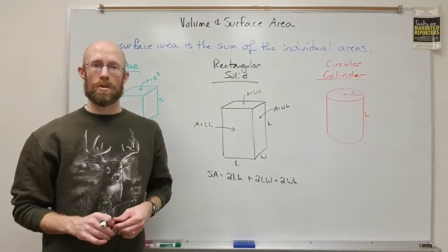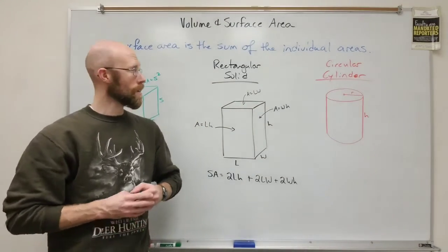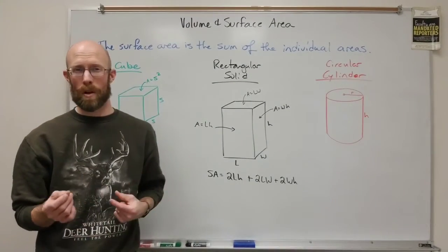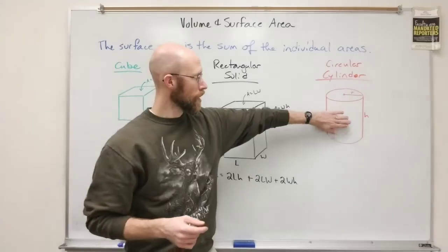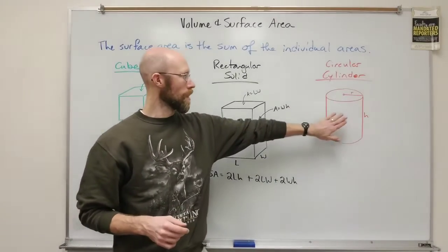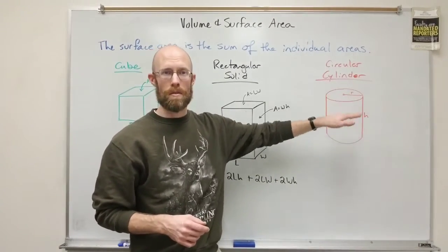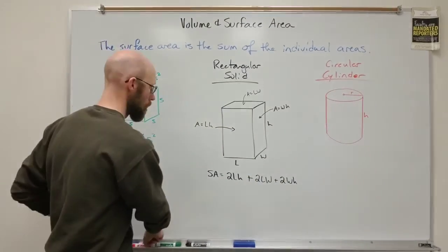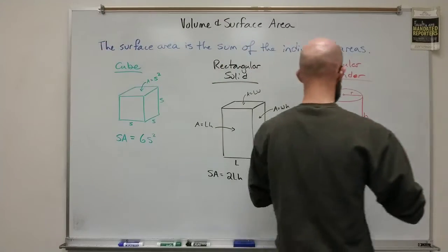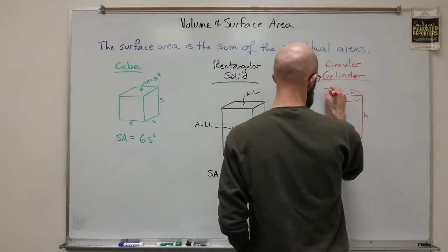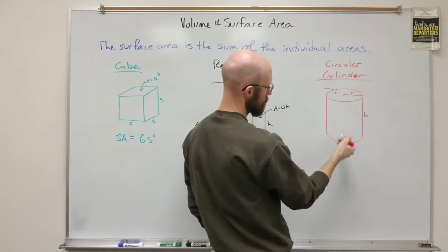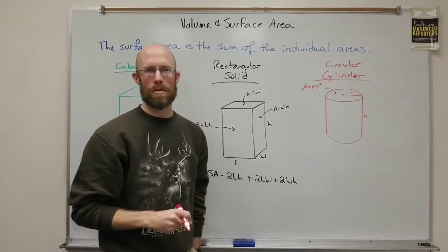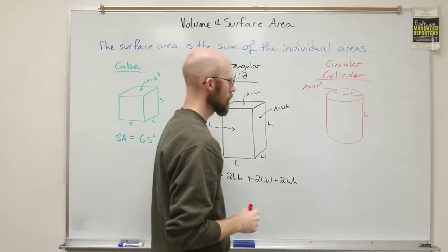For the circular cylinder, we have something a little bit different. It's still the sum of all the surfaces, but one of those surfaces is a little bit weird, the vertical one. It's kind of like a paper towel roll, that one surface. Now, of course, we've got to include the 2 circles, the one on the top and the one on the bottom. So for that one, we consider the circular area for the top and the bottom. That's going to be your pi r squared. Right, there's your base area of a circle.